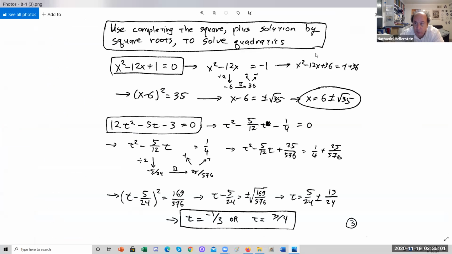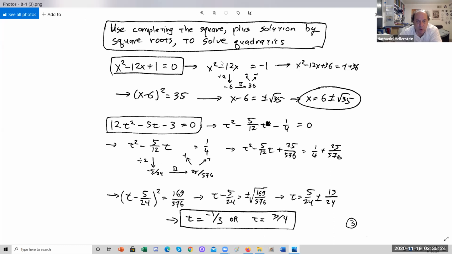Now I can use completing the square plus solution by square roots to solve quadratics. For example, here's a quadratic equation. x squared minus 12x plus 1 equals 0. Okay, now first what we do is we want to move this 1 over to the other side. So we have x squared minus 12x equals negative 1.